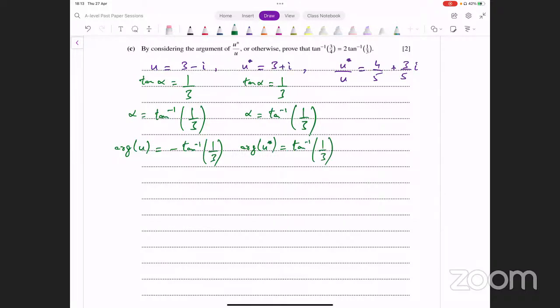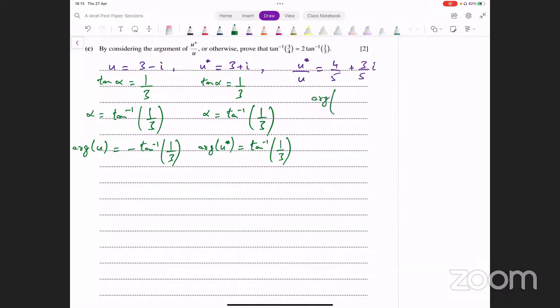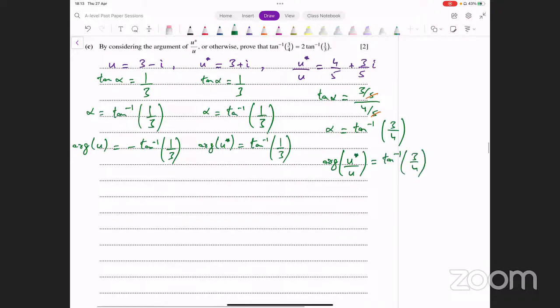Now, what about the argument of u conjugate over u? Let's figure this out as well. इसके लिए सबसे पहले basic angle निकालते हैं उसी तरह से. Tan alpha equals 3 over 5 over 4 over 5. This is in the first quadrant as well. Real part भी positive है, imaginary part भी positive है, इसका मतलब है इसका argument भी positive होगा. Basic angle is tan inverse of 3 over 4, because 5 and 5 would cancel. आपके पास 3 over 4 बचा. So argument of u conjugate divided by u is equal to tan inverse of 3 over 4. ये इन तीनों के arguments आ गए आपके पास.